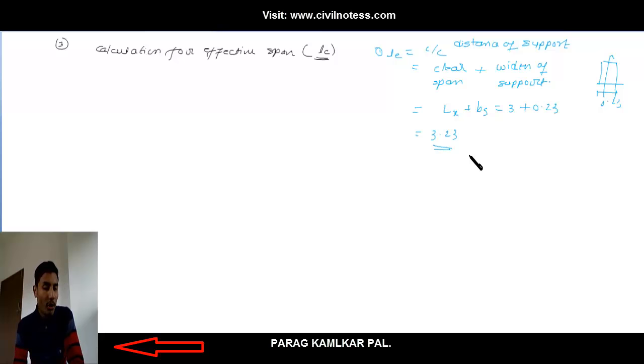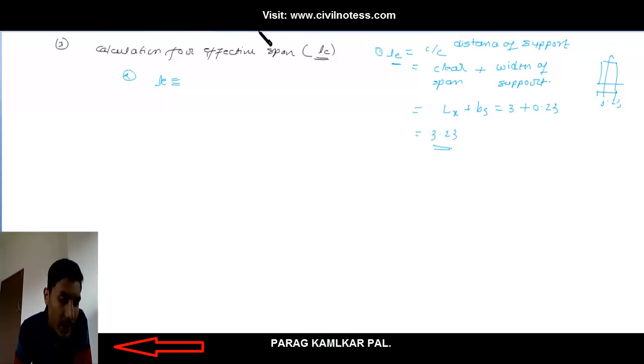Actually I solved one on my paper, and from that I came to all the data. Next, the second formula for the effective length is clear span plus D. The clear span is nothing but LX, which is 3, plus the depth we found right now, 111 mm, so 3.111 meter. So this is also one value.